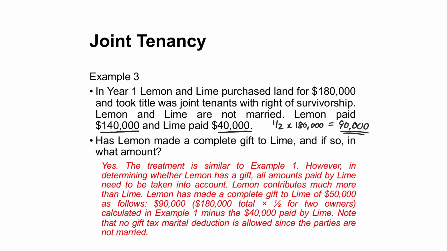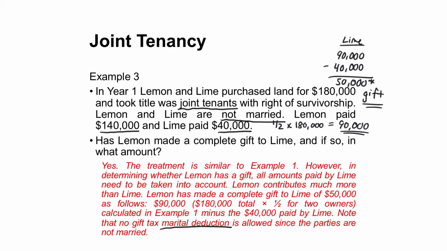Well, here we apply the same rationale because, again, it's joint tenants. So joint tenants are both viewed to be 1/2 owners, theoretically, in terms of what should be contributed, even though theoretically they're also whole owners. So what we do is, Lime should have paid $90,000, but Lime only paid $40,000. That means that $50,000 was contributed by Lemon, and that is the amount of the gift. So Lemon's gift is $50,000. Now note that we're told in the problem they're not married, so again, there's no marital deduction allowed. So Lemon has a $50,000 gift on the Form 709.